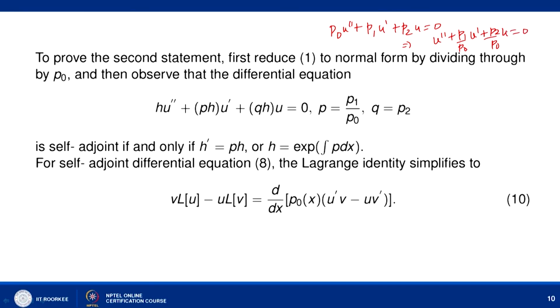Now multiply by h. So when you multiply by h, you have h u double dash plus p h u dash plus q h u. Here p is P1 by P naught, so let us call this p and call this q. So we are writing u double dash plus p u dash plus q u equal to 0, then multiply by h. So we have h u double dash plus p h u dash plus q h u equal to 0, where p is P1 by P naught and q is P2 by P naught. Now our claim is that this is an exact differential equation, so it means that this is given in self adjoint form.